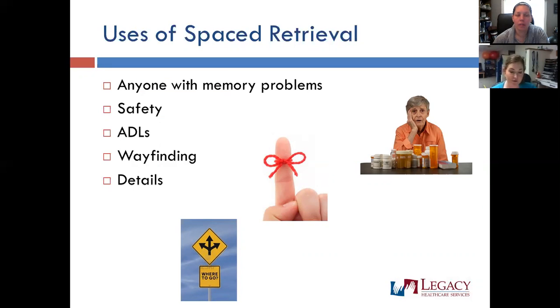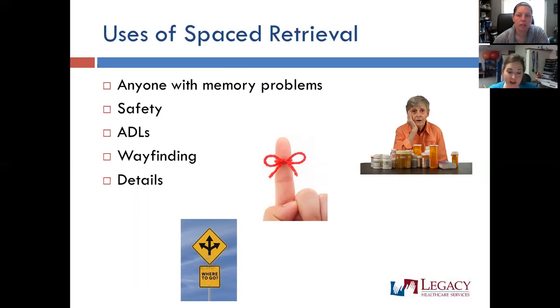This can be used for safety things like calling 911 or using their emergency alert button, using safe walker routines or swallow strategies. It can be used for ADL routines. You can use it for remembering to use a schedule or a calendar, or how to use your cell phone, taking medications on time, completing chore tasks, or even steps to laundry tasks.